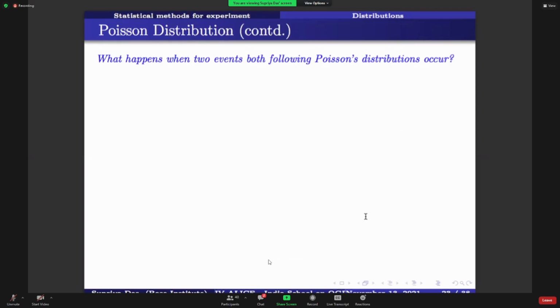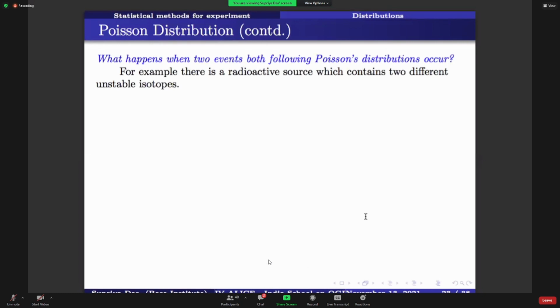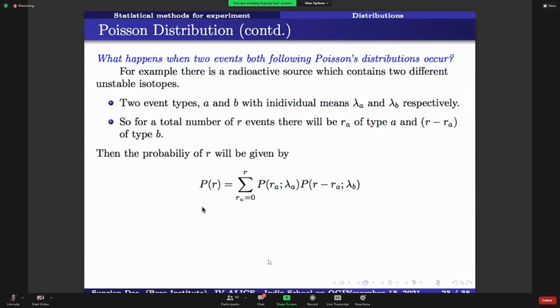You have two events, both of them are Poissonian. What happens? For example, there is a radioactive source which contains two different unstable isotopes. So there is one source, but one source may contain two different isotopes. And each of these two isotopes will follow Poissonian events as we discussed. Each of them is a source of Poissonian events.